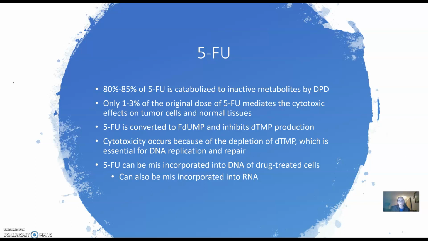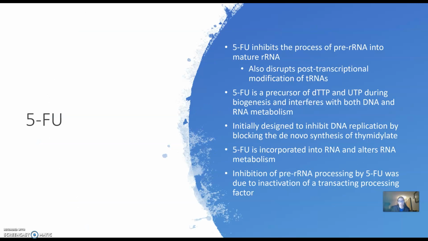5-FU can be misincorporated into DNA of drug-treated cells. It can also be misincorporated into RNA. 5-FU inhibits the processing of pre-RNA into mature RNA. It also disrupts post-transcriptional modification of tRNAs. 5-FU is a precursor of dTTP and UTP during biogenesis and interferes with both DNA and RNA metabolism.